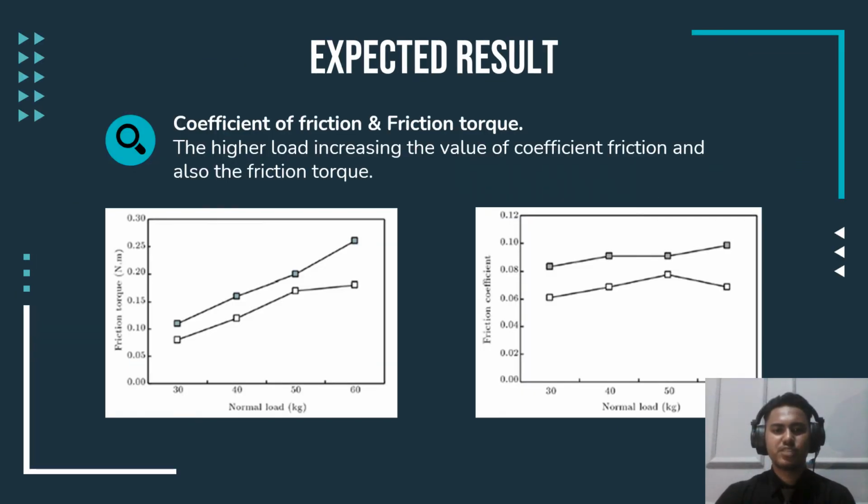This is the expected result for this project. In this project, the coefficients of friction and friction torques of the biofluids being analyzed depend on their relation with the applied load and also the concentrations of hyaluronic acid. We expect that a higher load will increase the value of the coefficients of friction and also the friction torques, as in the figure below. Each sample has its own trends for the friction coefficients and also friction torque.